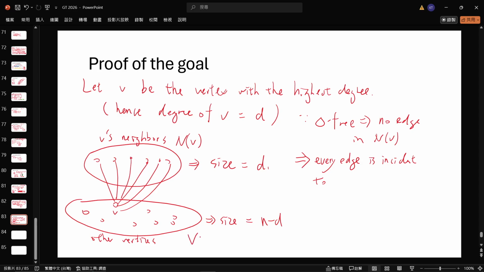So this is just V minus N of v. Why? Because if there's one edge that is not incident to this set, then the only place it can exist is inside N of v. But this is not possible because this is triangle free.